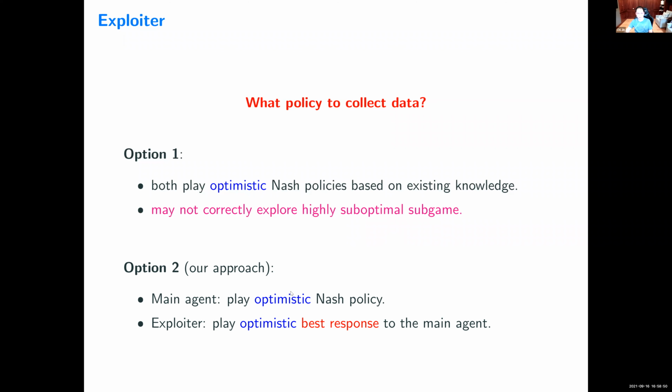That is, we no longer treat the agents symmetrically. We have a main agent and an exploiter. The first agent is called the main agent. It's going to play the optimistic Nash policy. And the second agent is going to help fix the problem of the first agent. So he's going to play the optimistic version of the best response to the current policy of the main agent.